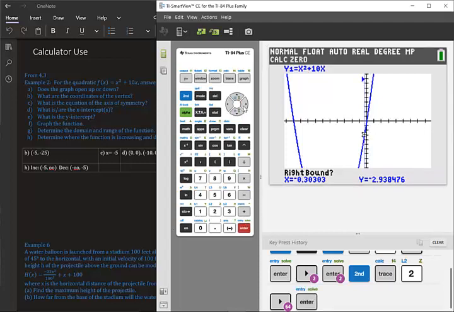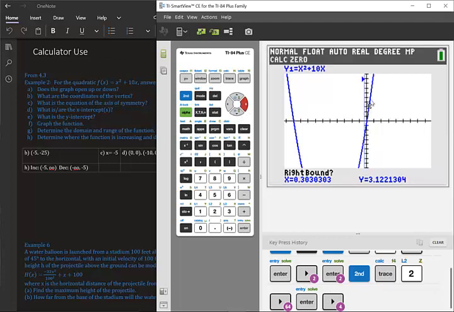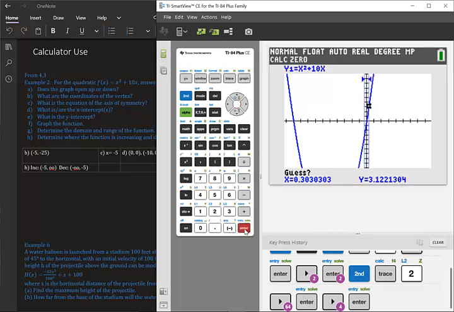Press enter. Then right bound, go right of the intercept. See this little dotted line, how it's left of the intercept? Now I'm going right of the intercept, and hit enter one more time. And we get 0, 0. That's how we get our x-intercepts.